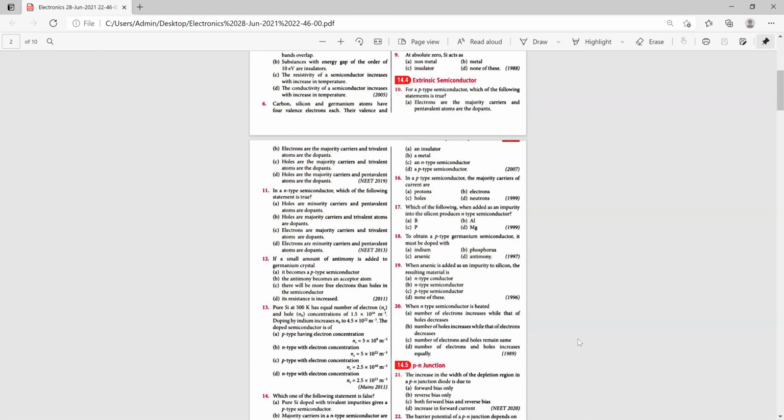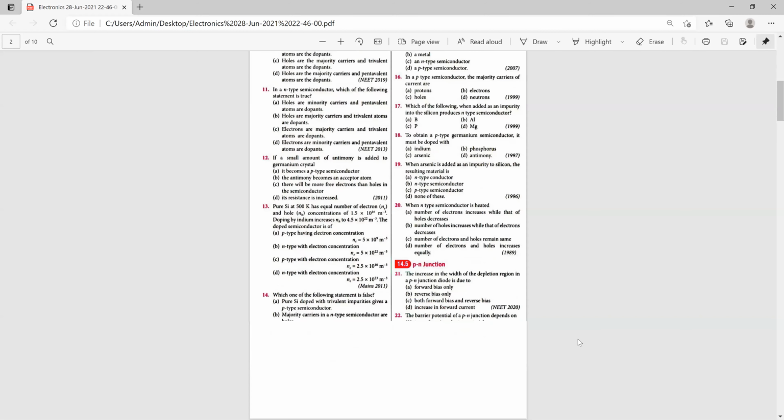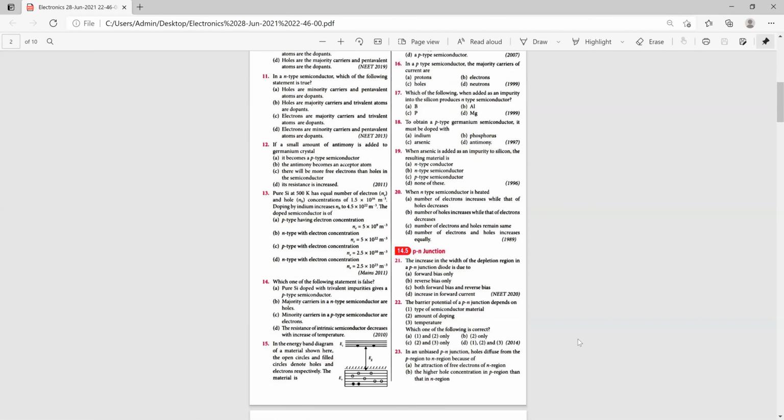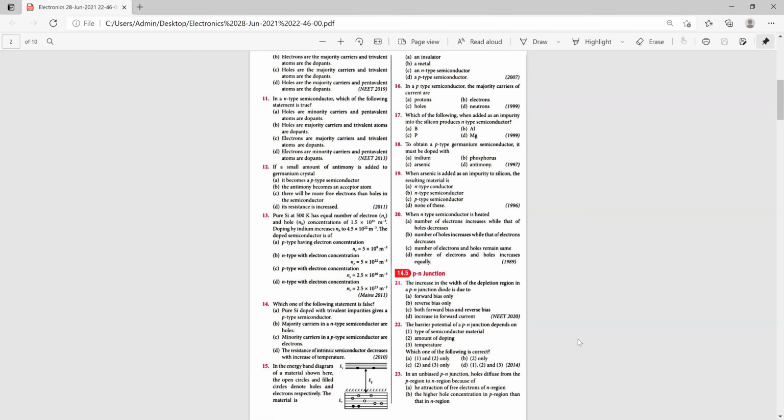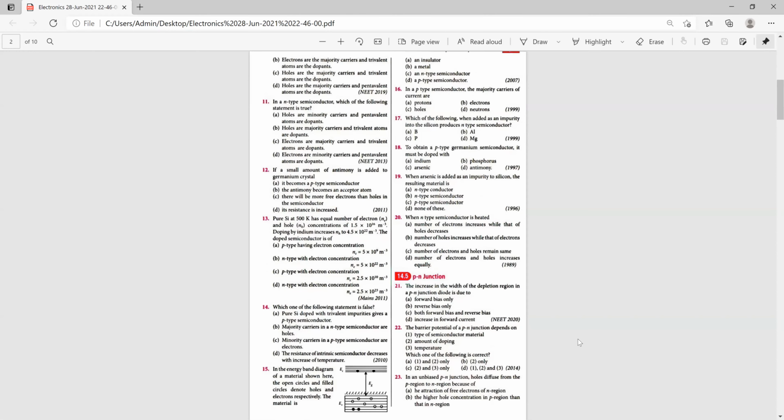So first option they have given: electrons are majority carriers and pentavalent atoms are the dopants. Second option: electrons are majority carriers and trivalent atoms are the dopants. Third one: holes as the majority carriers and trivalent atoms are the dopants. Fourth one: holes as the majority carriers and pentavalent atoms are the dopants.